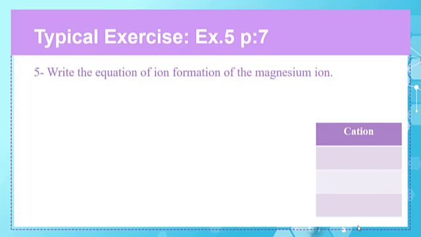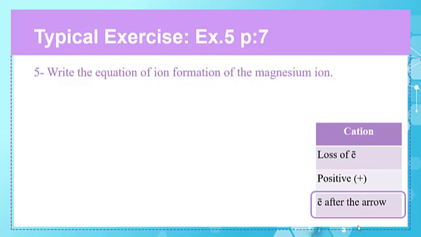Number 5. Write the equation of ion formation of the magnesium ion. Remember that the cation occurs in the case of loss of electrons, and it is positively charged. We write the electrons after the arrow. Therefore, to write the equation of ion formation, the first step, we draw the arrow. We write the symbol of the atom before the arrow, which is Mg, and the symbol of the ion after the arrow, which is Mg2+. Concerning the electrons, they are written after the arrow because this is a cation. So we write +2 electrons after the arrow.